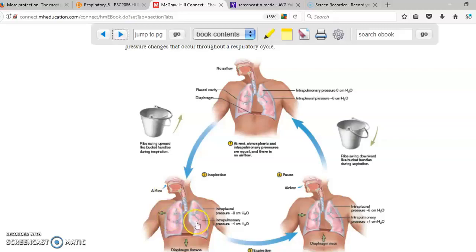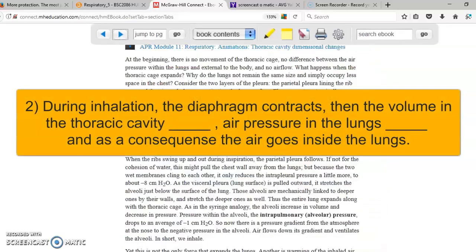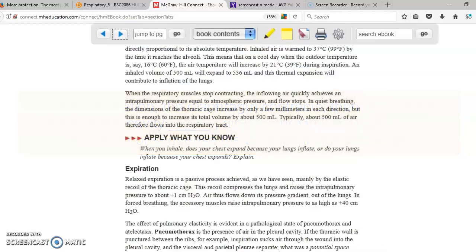The opposite happens in expiration. If this is 10 and this is 5, when the diaphragm relaxes, the diaphragm goes up, the thorax recoils back, and then the pressure in your lungs increases, and now you have in here, let's say, more pressure than outside, and that drives the air out from the lungs. So let's keep scrolling down. Expiration, I already explained that.